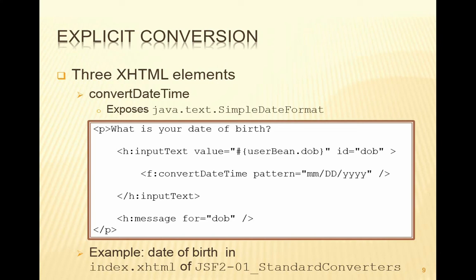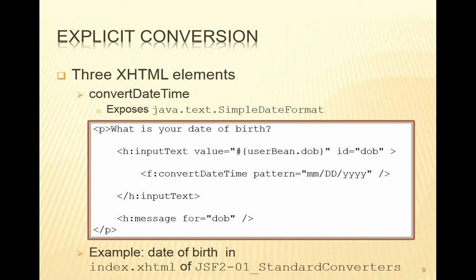So we use the f:convertDateTime. Now f is a prefix which will be defined, as you'll see in a few moments, at the top of the XHTML file and is linked to the core XHTML library. There are several attributes that we can use here. All I'm showing in this example is the pattern, and we can use the standard pattern symbols for this. What we're saying here with this pattern is that we expect 2 digits for the month / 2 digits for the day / 4 digits for the year.